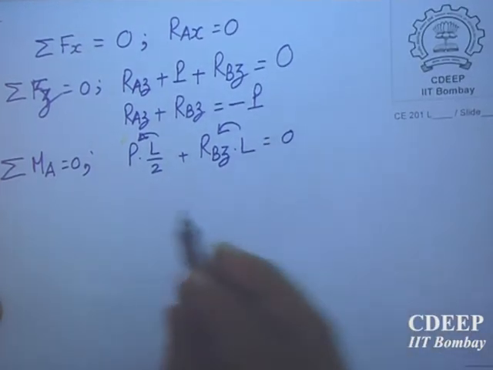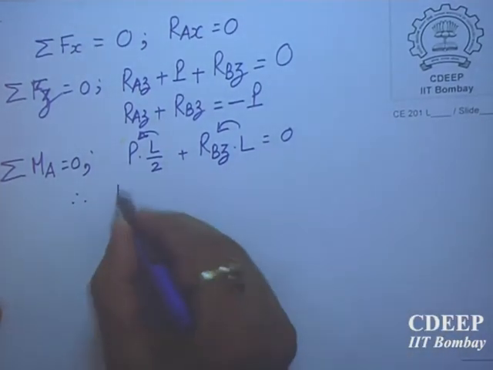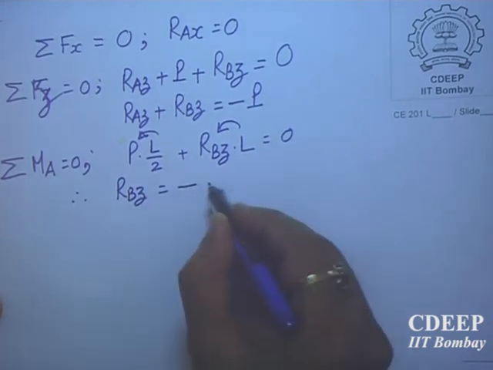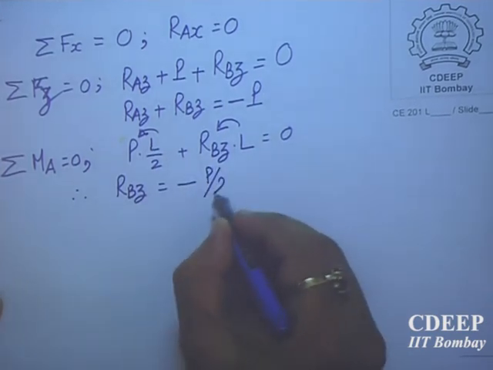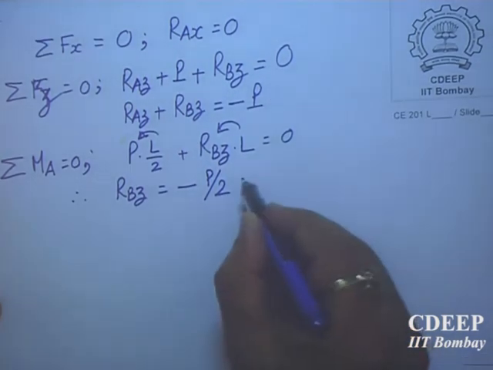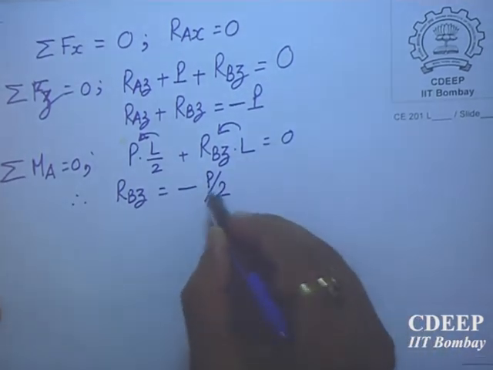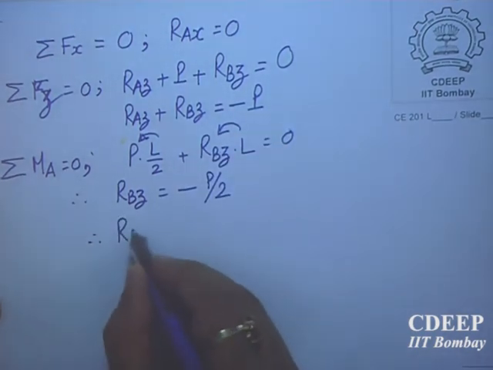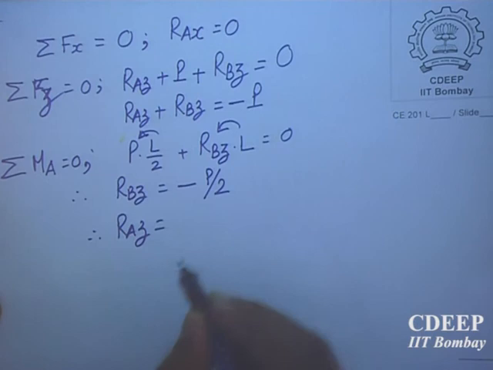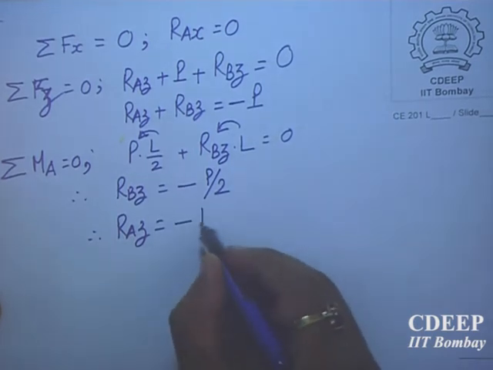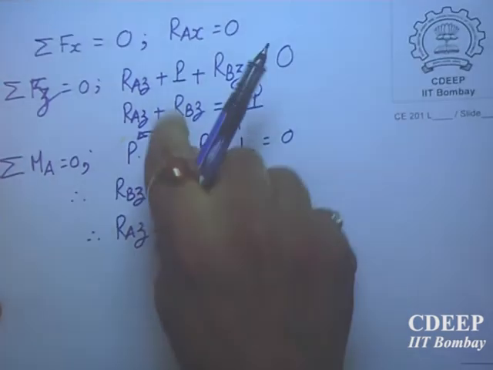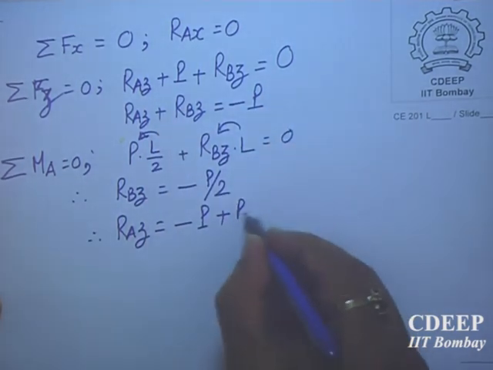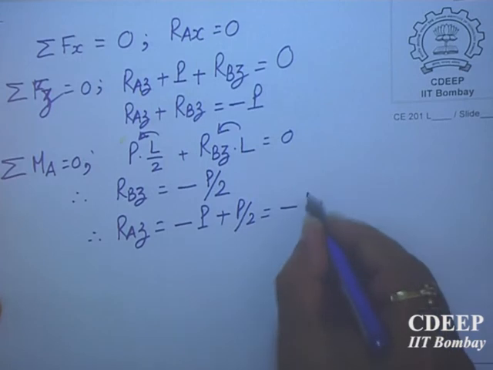And therefore you get RBZ equal to minus P by 2. From here, directly you can get it. Substitute this RBZ here. Therefore RAZ is equal to minus P plus RBZ is minus, so this will go on this side, so plus P by 2, so minus P by 2.